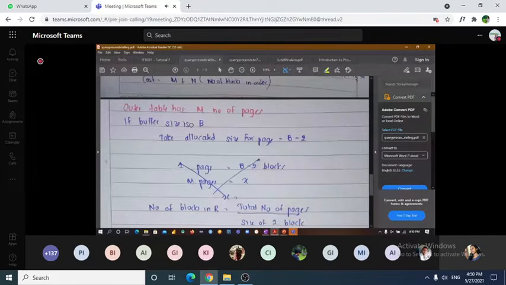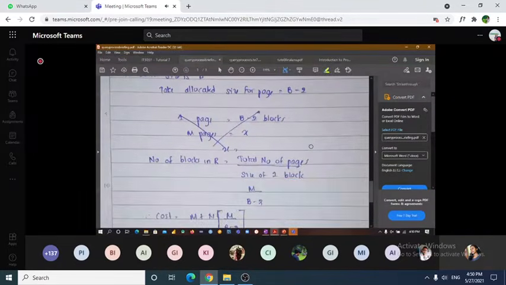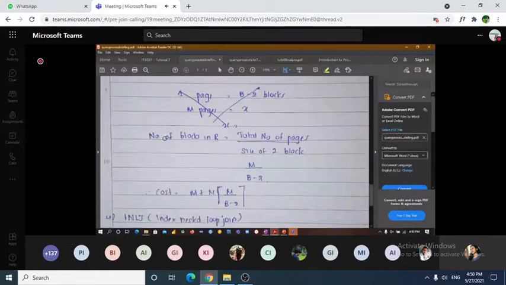20 minus 2, 18. Then this is the equation to find the number of blocks. That is the total number of pages divided by the size of one block. For this you have to find the ceiling value, that means the higher value. You can get 5.6. You can't have a block like 5.6, no. So you find the ceiling value as 6. That's the block nested loop join.